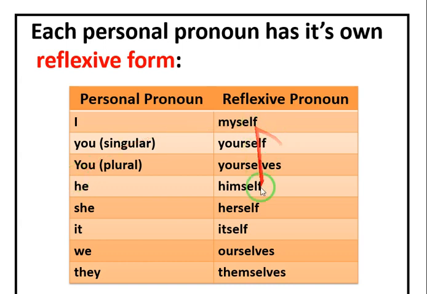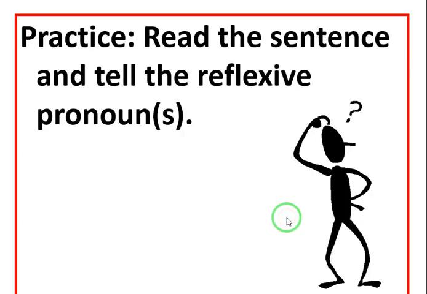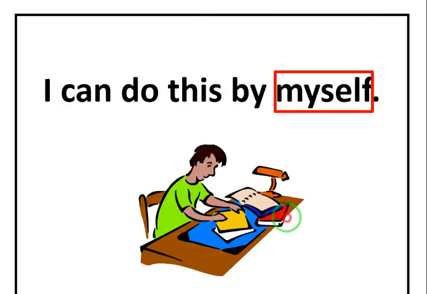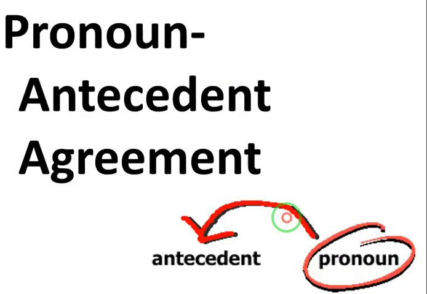These are the reflexive pronouns. Of course, you know them very well. They all end in self. "We dressed ourselves for the Halloween party." Of course, ourselves is the reflexive pronoun. Here, myself, and here, himself.